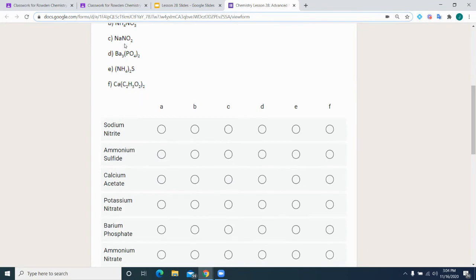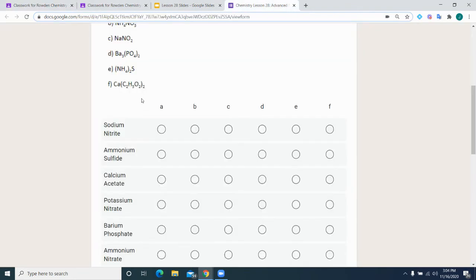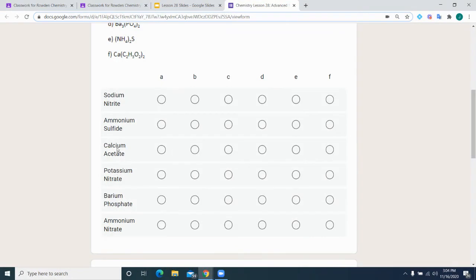And then CaC2H3O2. You look at this, you're like, what in the world is this? That is the longest out of the ones we have on our chart. And it's right here, acetate, C2H3O2, and it has a -1 charge, which is why it takes 2 of them to balance out the calcium. So you have calcium acetate.